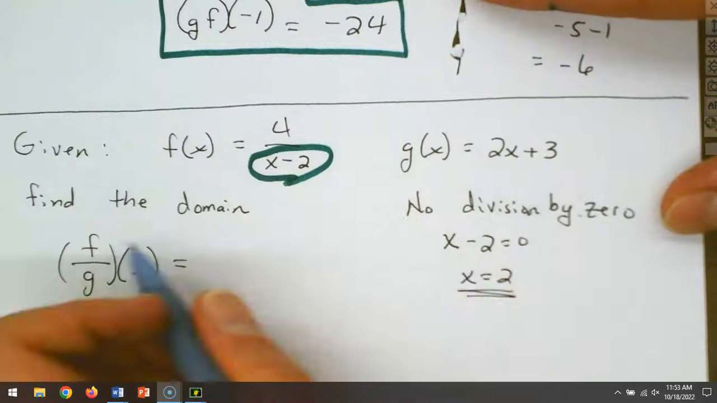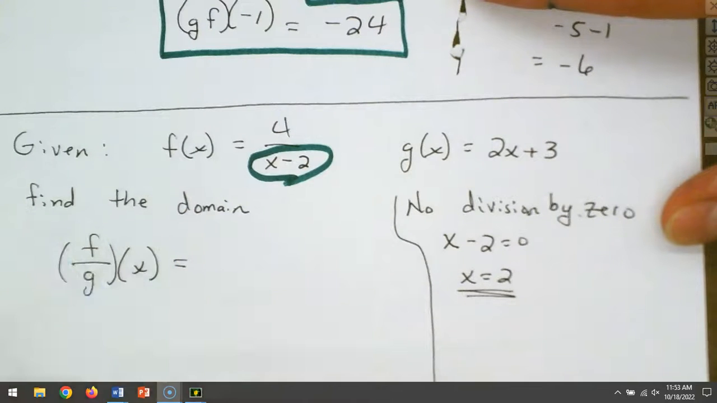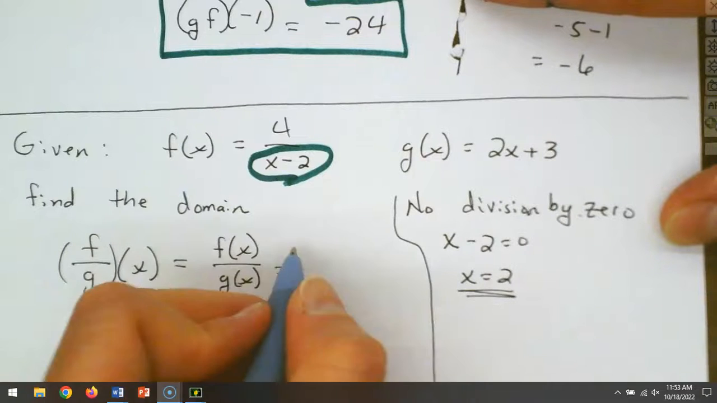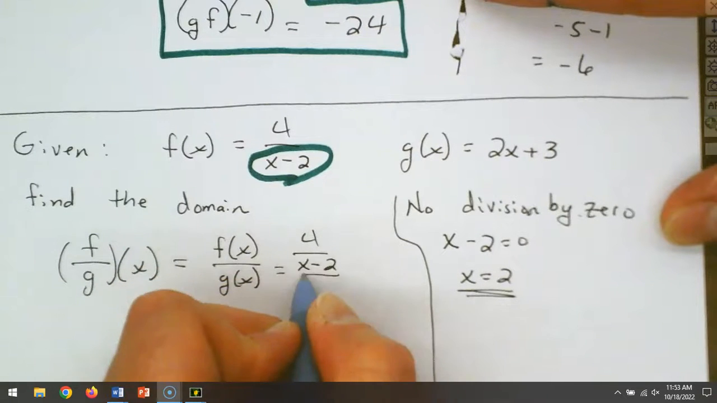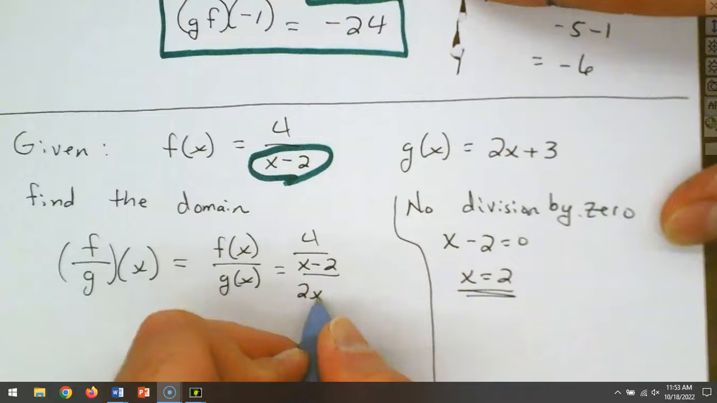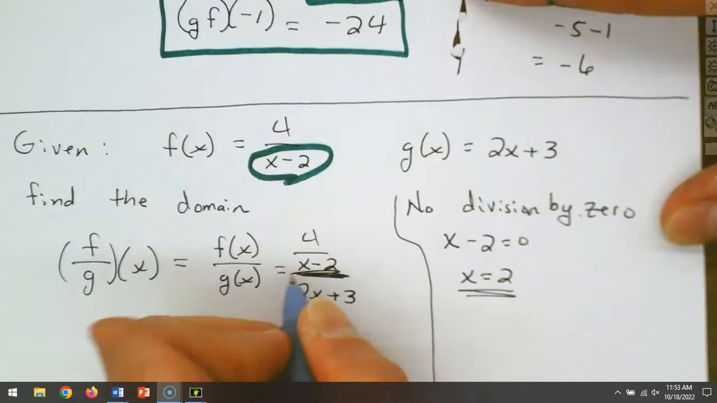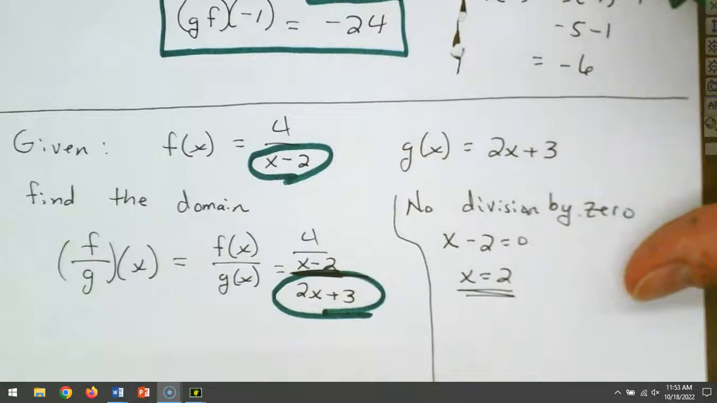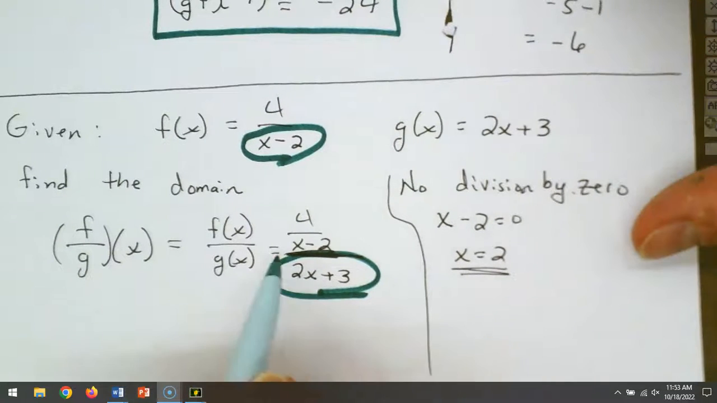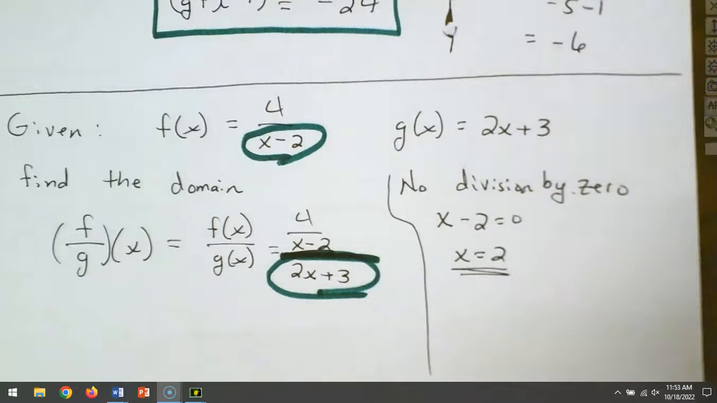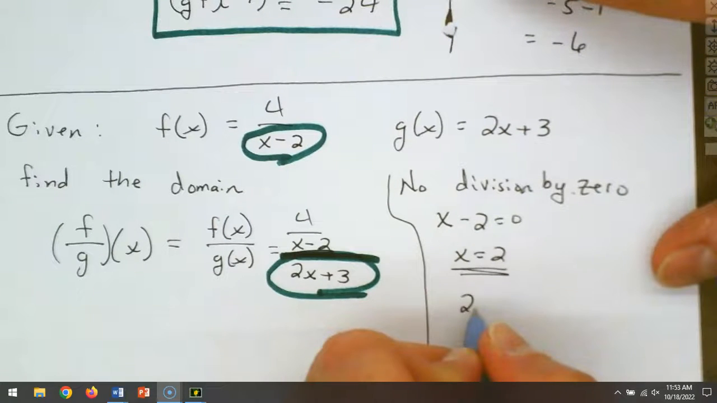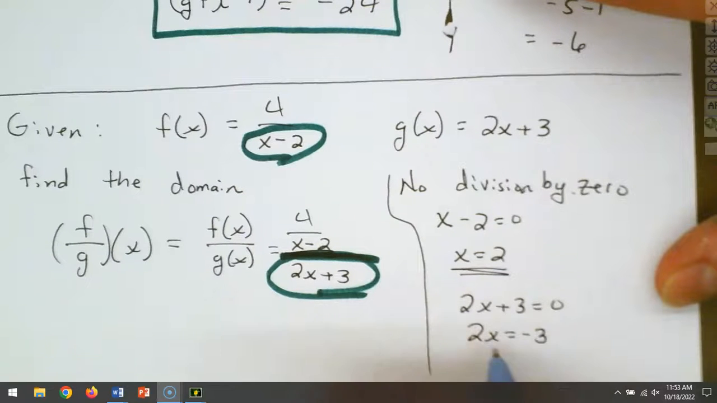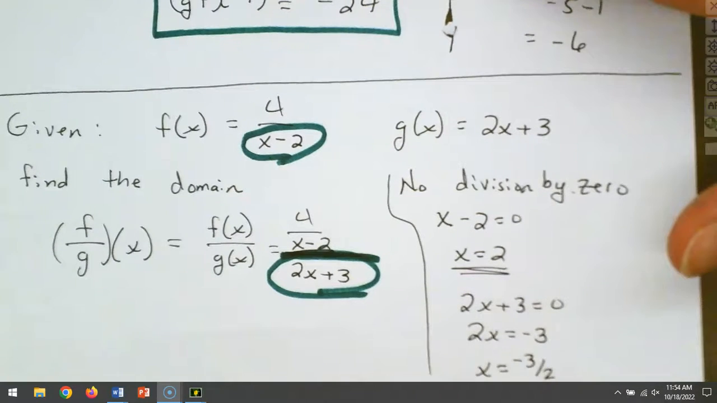Now let's go back to our division here, and that is f of x over g of x, and that is 4 over x minus 2. And what's my g of x? Okay, 2x plus 3. Now, where else can we have a division by 0? Down there, right? Because that's another division part. So let's find it. 2x plus 3 equals 0. 2x equals negative 3. So x equals negative 3 halves.